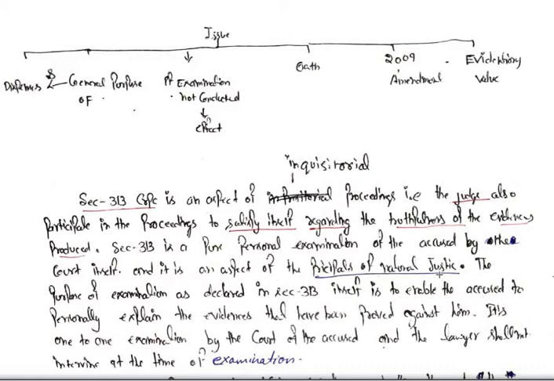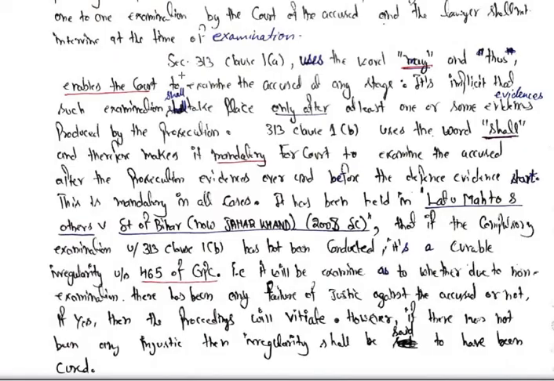principles of natural justice. The purpose of examination, as declared in section 313 itself, is to enable the accused to personally explain the evidence that has been proved against him. It is a one-to-one examination of the accused by the court. It means the examination is between the court and the accused, and the lawyer shall not intervene at the time of the examination. Now write down the next paragraph.